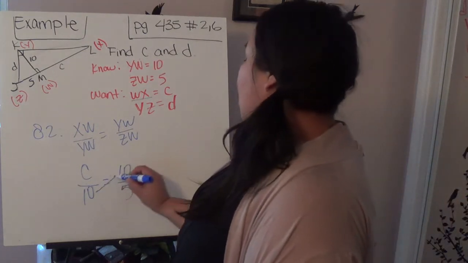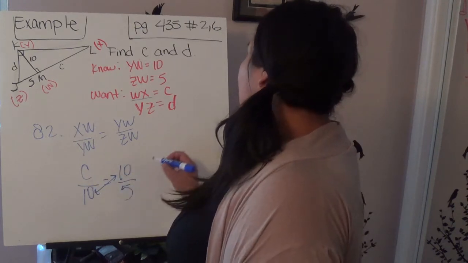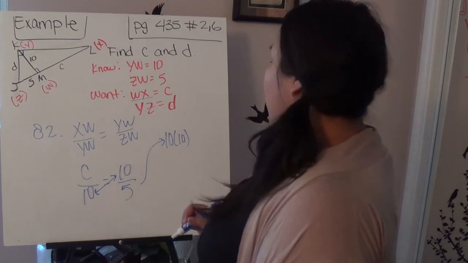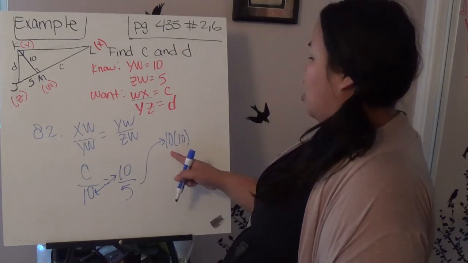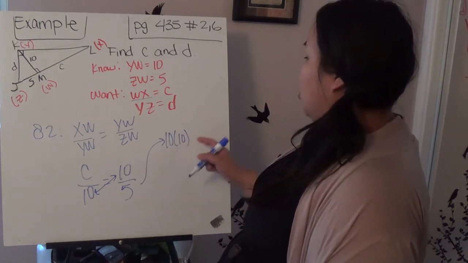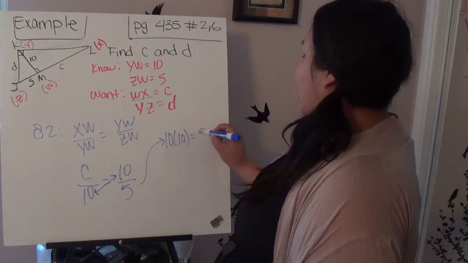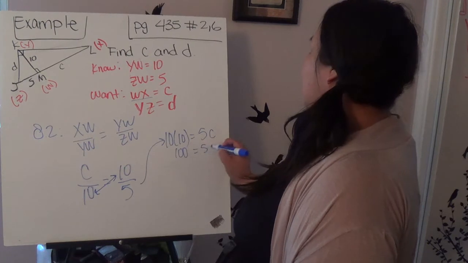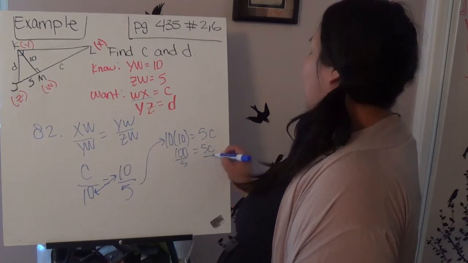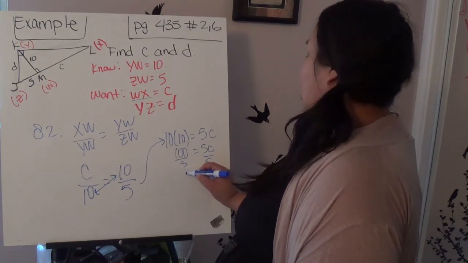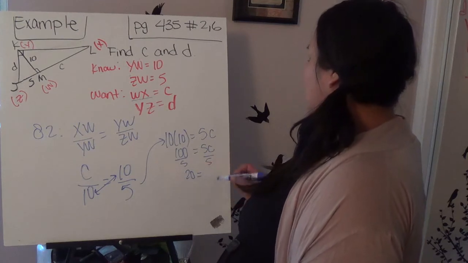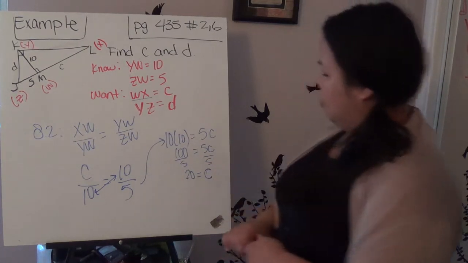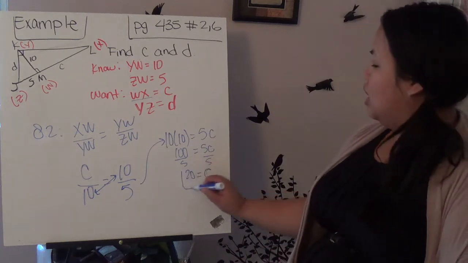Now we can cross multiply. So we end up with 10 times 10, right? And then 10 times 10 equals 5 times C, which is 100 equals 5C. Divide by 5 on both sides, and I get 20 equals C. There it is. Okay, so that's C.